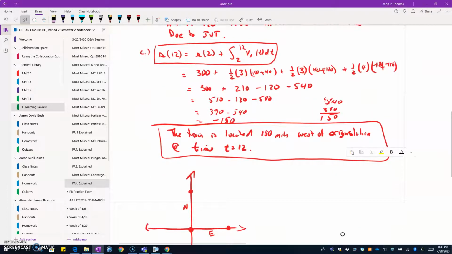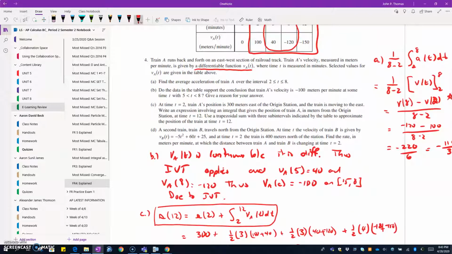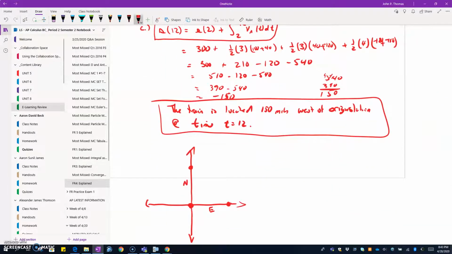Now, at time 2, if we glance back to the last part of this question, it says at time 2, we were 300 east. So we know that we can put it over here, and we know underlying there's 400 and 300. But again, we're not going to use those yet because we're really looking at a relationship in the rates in this one, and we're trying to find something about this distance here.